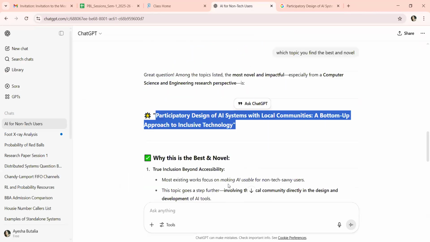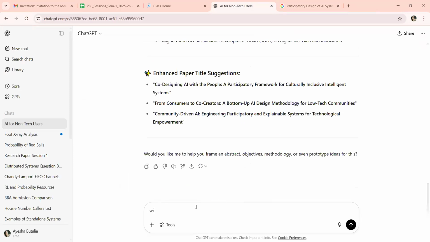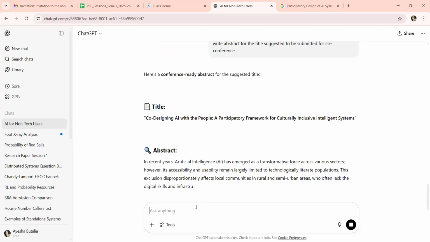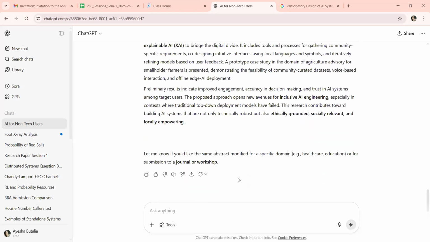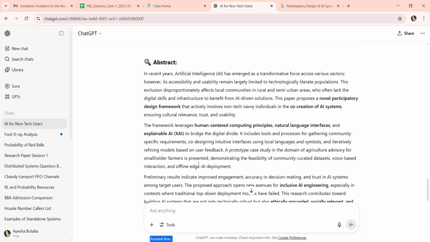And finally now we say, write abstract for the title suggested, to be submitted for CSC conference. This is how easy it is. In our days, we had to write line by line, but today, with the help of an AI tool, it is actually giving you the abstract also.